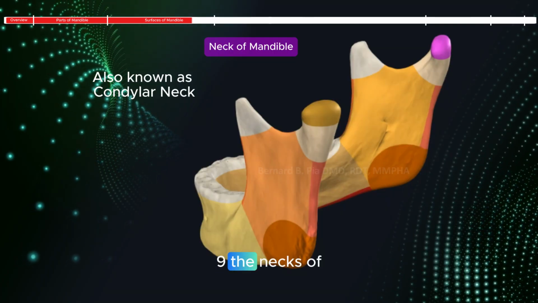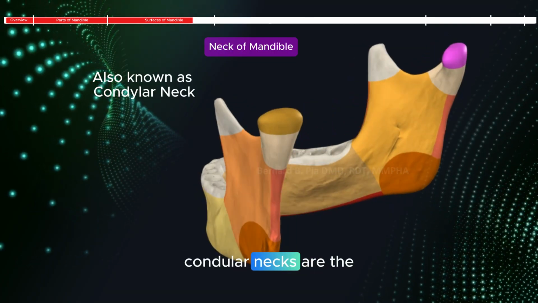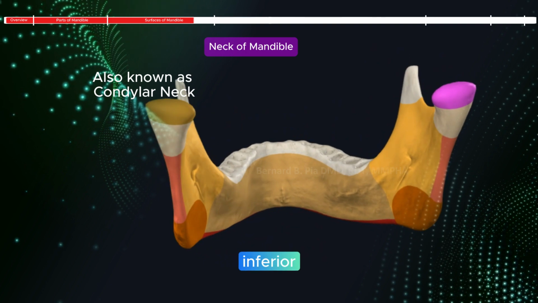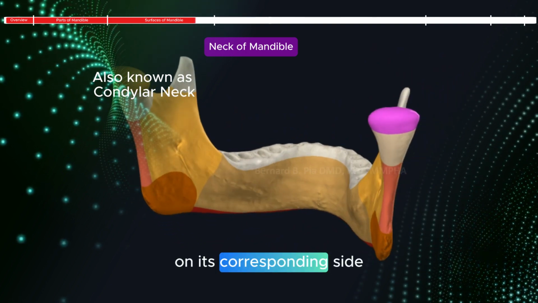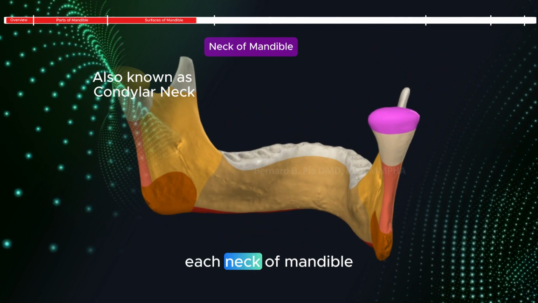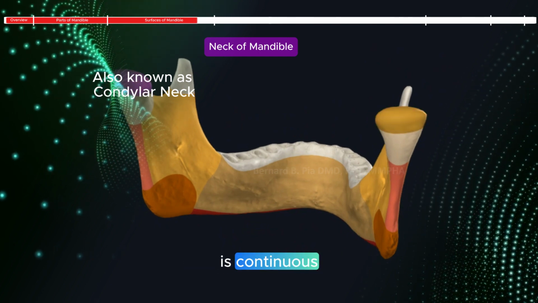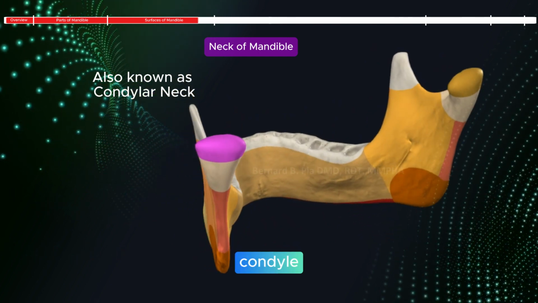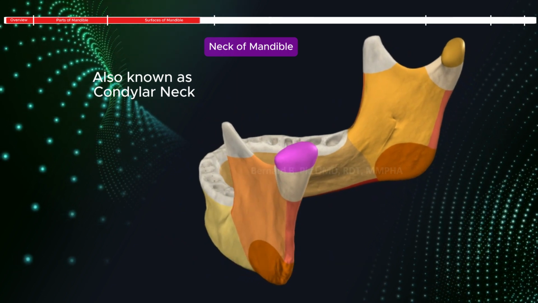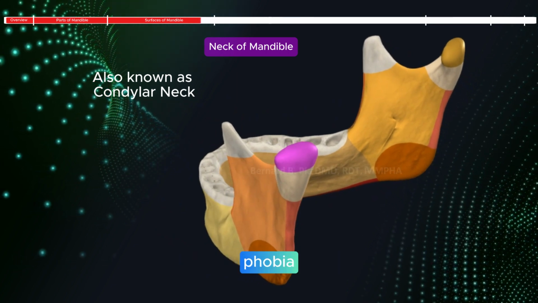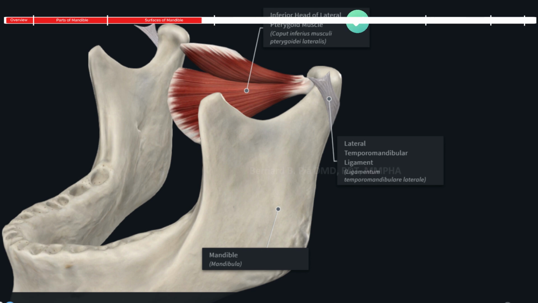9. The necks of the mandible, or condylar necks, are the two constricted, inferior ends of the condylar processes of the mandible. On its corresponding side, each neck of the mandible is continuous superiorly with a mandibular condyle and continuous inferiorly with a ramus of the mandible. Consists of a pterygoid fovea. Provides an insertion site for a lateral pterygoid muscle and an attachment site for the lateral ligament of a temporomandibular joint.